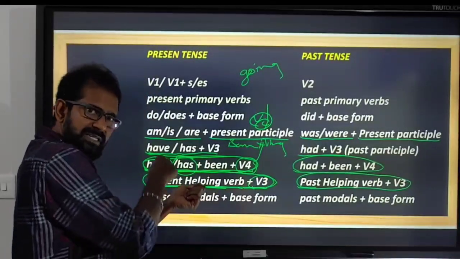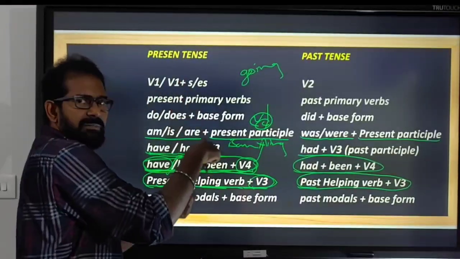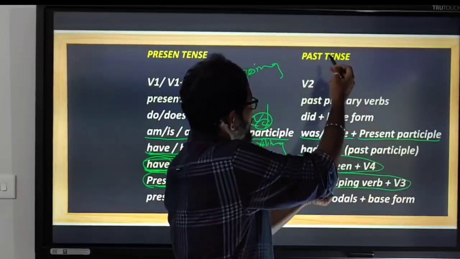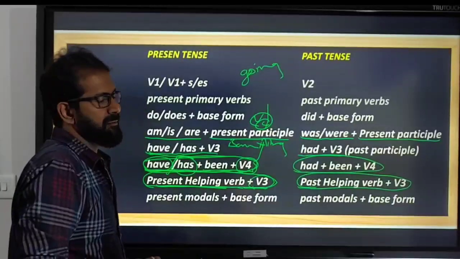If we use present helping verbs, then we consider it as present passive voice, and if we use past helping verb plus V3, then it is past tense passive voice. So helping verb plus V3 we use in passive voice.